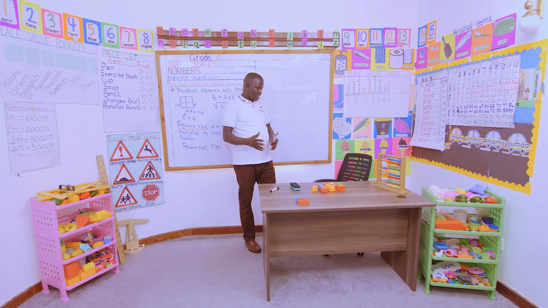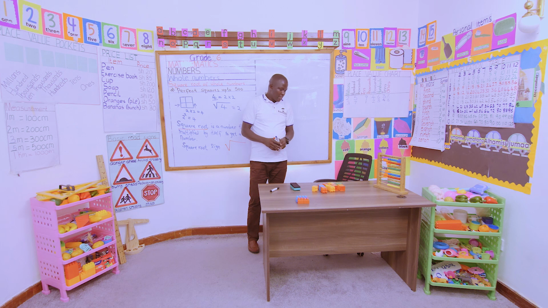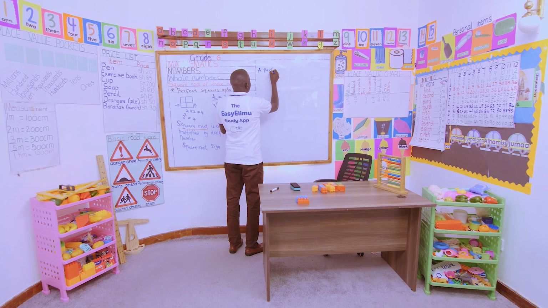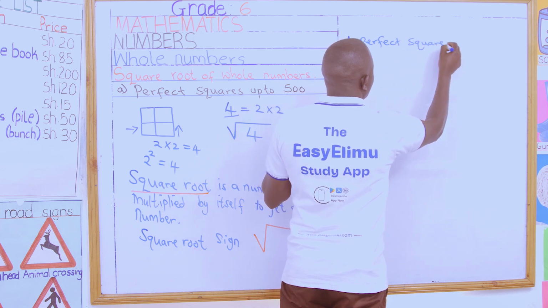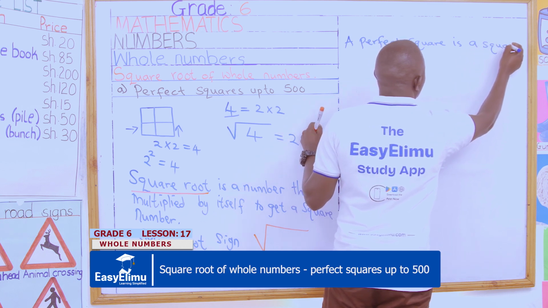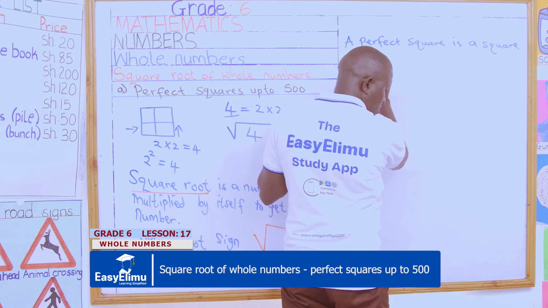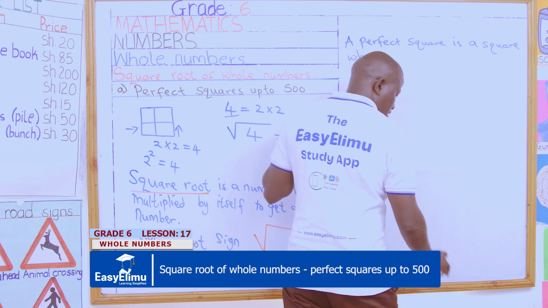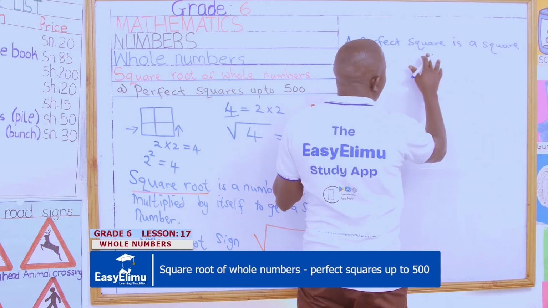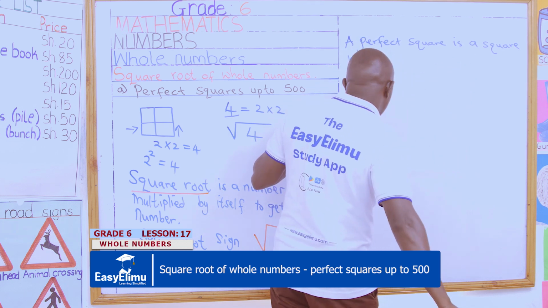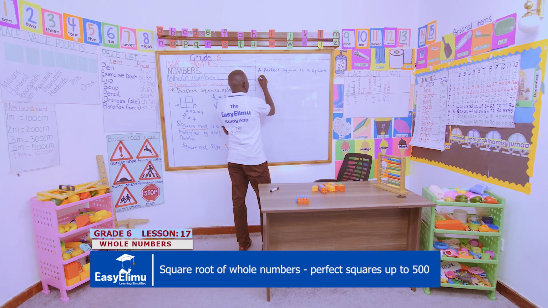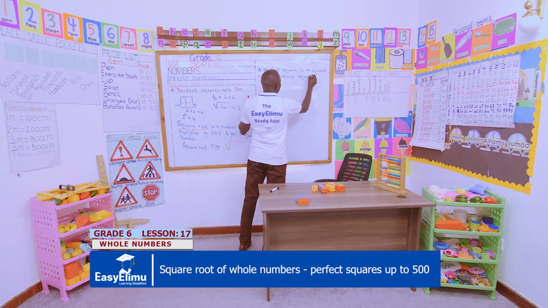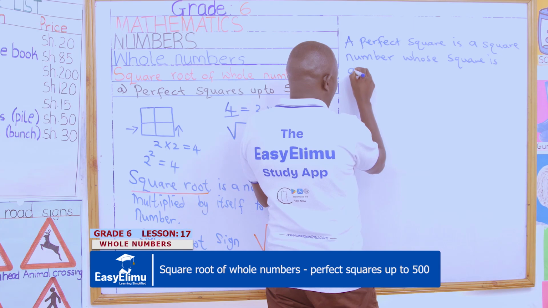Now, what is a perfect square? A perfect square is a square number whose square root is a whole number.